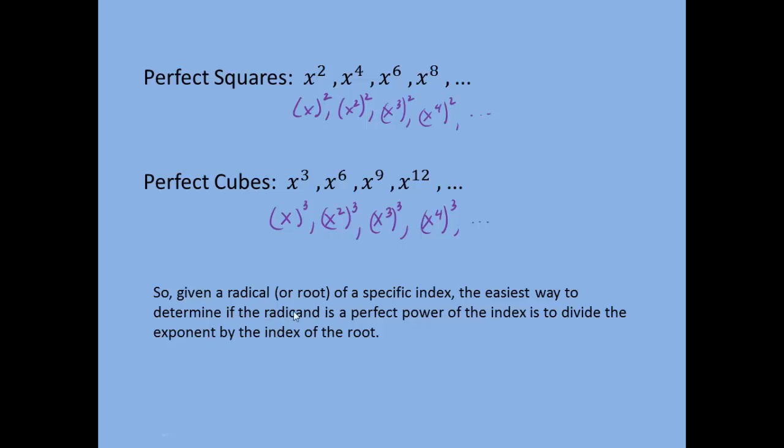So, given a radical or a root of a specific index, the easiest way to determine if the radicand is a perfect power of the index is to divide the exponent by the index of the root. Basically what this is saying is that if I have a root, all I have to do is divide the exponent by the root, and I can evaluate if it's a perfect power or not.